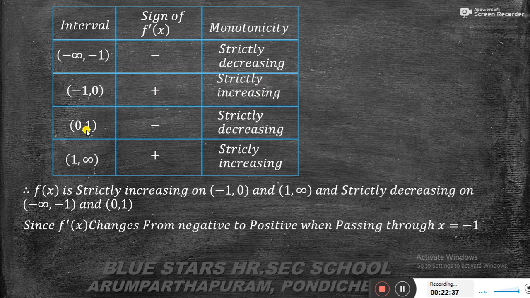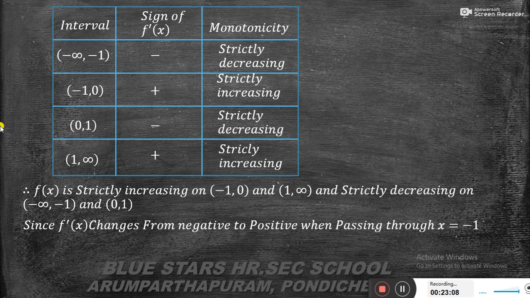Next, 0 comma 1. I substitute any value from this interval into f dash of x and get a minus sign in the answer, so strictly decreasing. Next, 1 comma infinity. I substitute any value; suppose I take x equal to 2. I substitute in f dash of x and get the plus sign in the answer, so strictly increasing. Therefore minus is strictly decreasing, plus strictly increasing, minus strictly decreasing, and plus strictly increasing.